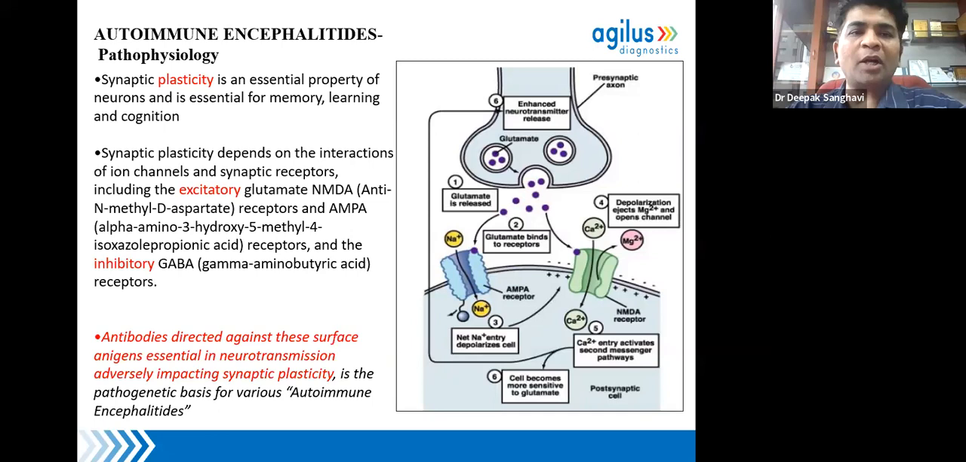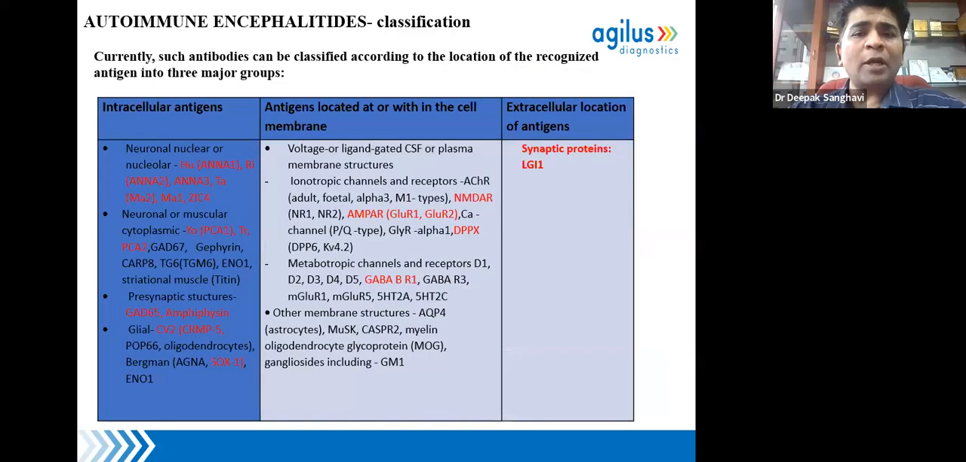So this is the pathophysiology part of autoimmune encephalitis. Coming down to what are those autoantibodies? They can be intracellular or extracellular, or maybe on the cell membrane structures. When we talk about intracellular antigens, they are mainly neuronal nuclear or neuronal cytoplasmic. When we talk about neuronal nuclear, they are also called Hu antibodies, that is ANNA1, or Ri antibodies, called ANNA2, and then there is ANNA3, and maybe Ma2, Ma1, and SOX1. These are the autoantibodies which are neuronal nuclear.